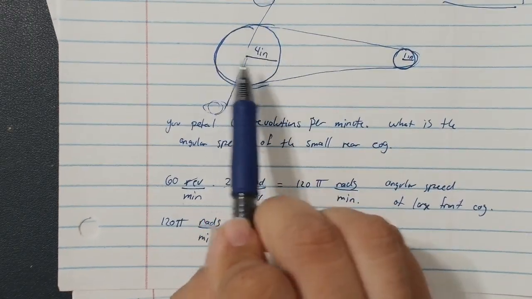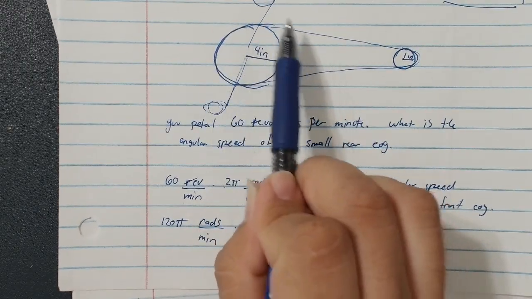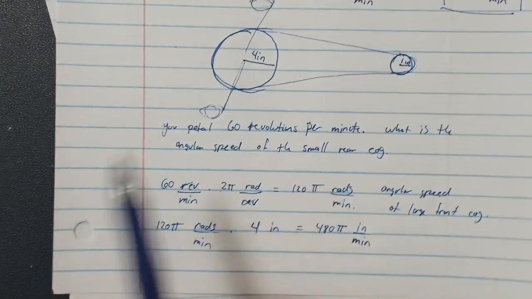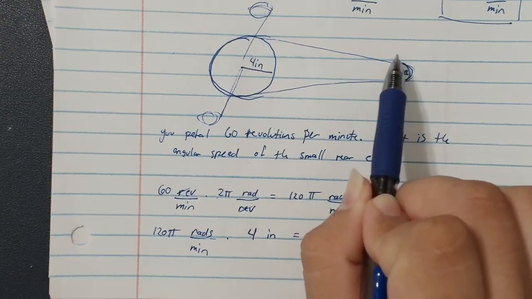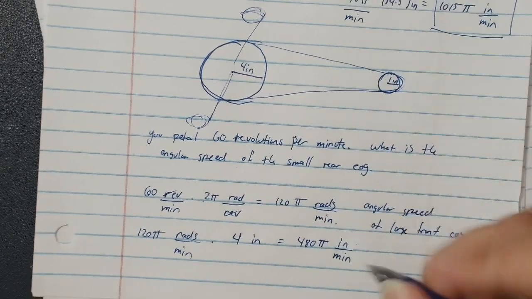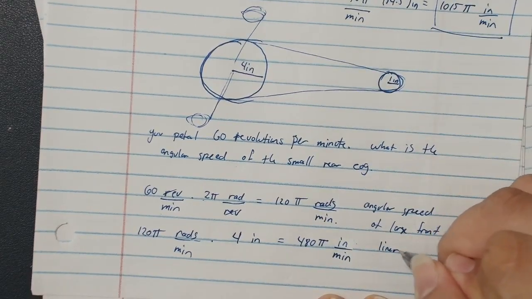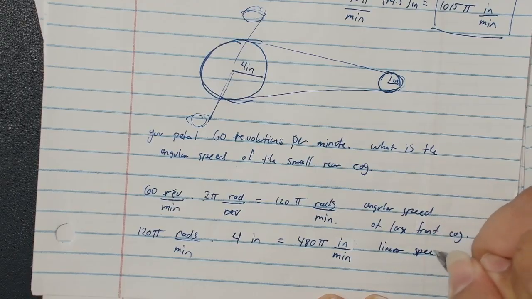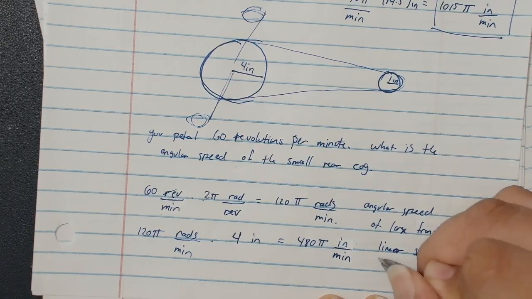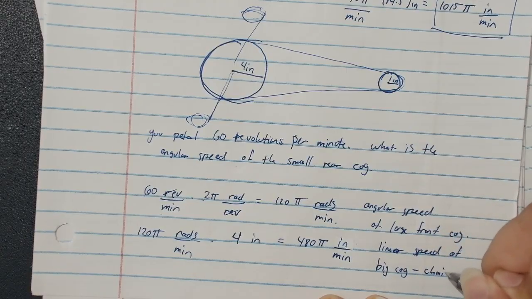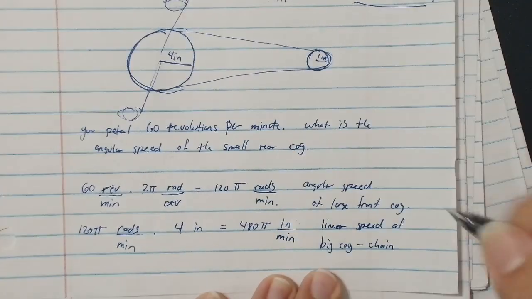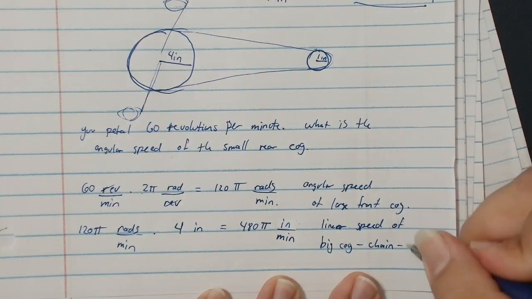But if that's the linear speed of this wheel, then that's the linear speed of the chain. But since the chain is also connected to this wheel, that must be the linear speed of this wheel also. So this is the linear speed of the big cog, but also the chain. But since all three of them are tied together, that's also the linear speed of the small cog.